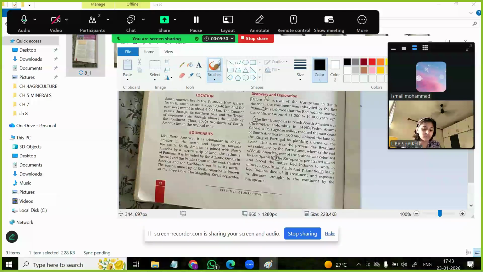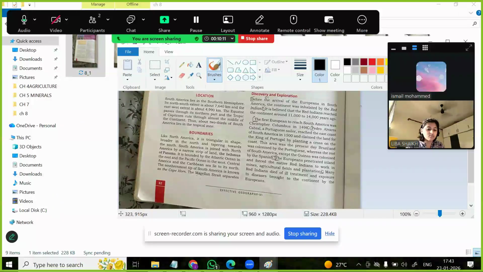So what are its boundaries? It's triangular in shape, like we will see in the next page, the map of South America. It's triangular in shape, tapering towards the south. In the north, it is joined by North America, and there is a narrow strip of land called the Isthmus of Panama. So, what is the Isthmus of Panama? This is an important question. It's a narrow strip of land connecting North America and South America and dividing the Atlantic Ocean and the Pacific Ocean. It is bounded by the Atlantic Ocean in the east and the Pacific Ocean in the west.